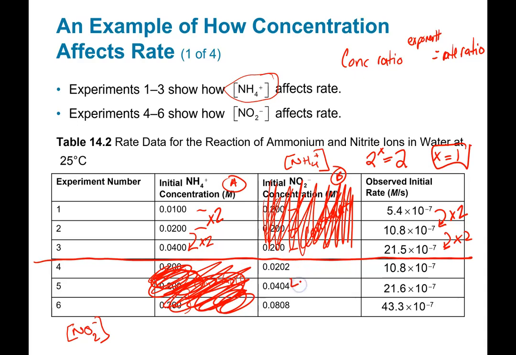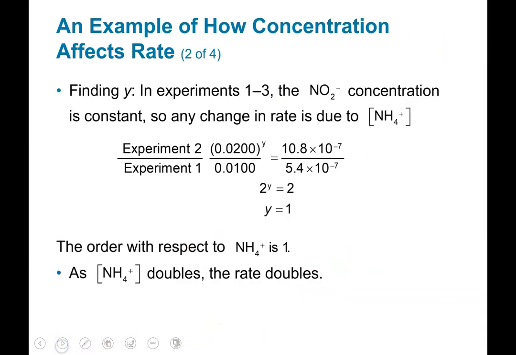So from trial 4 to trial 5, or experiment number 4 to experiment number 5, the concentration doubles and the rate also doubles. So again, for NO2, the concentration ratio is 2 to some number we don't know, that's our exponent, and then our rate ratio is 2. So y in this case must also be 1. Now this tracks from a previous slide where we saw NO2 was first order and NH4 was also first order, and the sum of them is going to be 2.